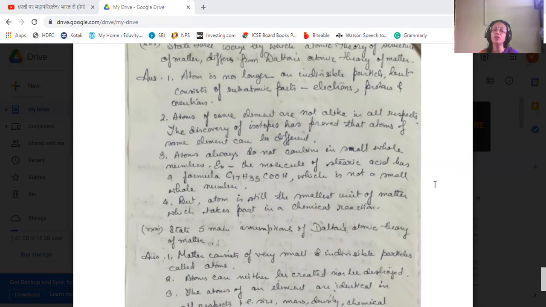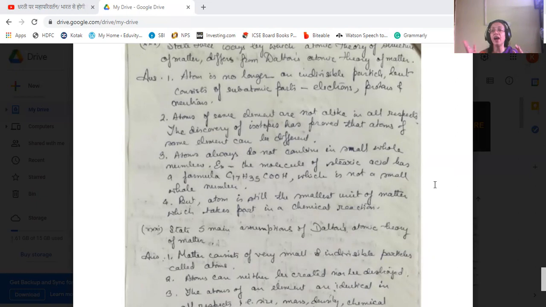Atoms do not always combine in small whole numbers. He said that atoms combine in small whole numbers, but atoms do not always combine in small whole numbers. For example, the molecule of stearic acid has the formula C17H35COOH, which is not a small whole number. The atoms of a single element can also be different.